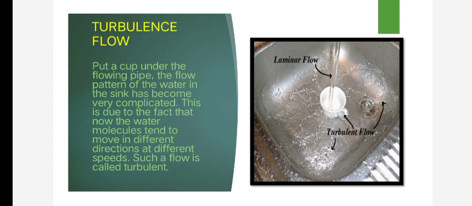If we put a cup under the flowing pipe or under the stream of water emerging from the faucet, like what we see in the picture, although the stream is still laminar, the flow pattern of the water in the sink has become very complicated. This is due to the fact that now the water molecules tend to move in different directions at different speeds. Such a flow is called turbulent.